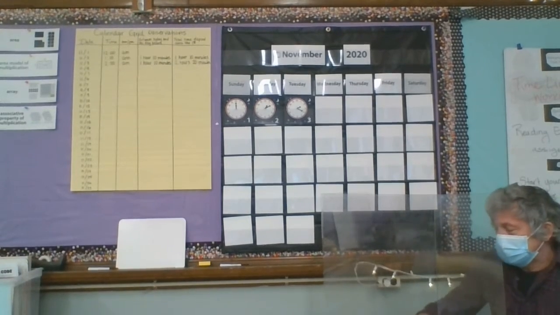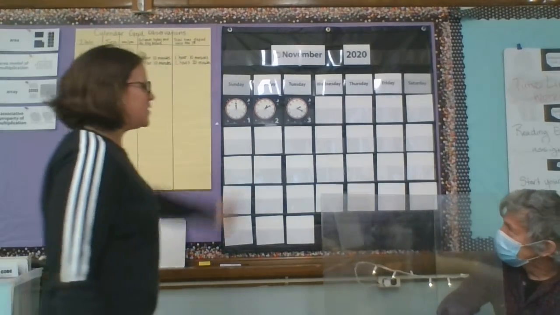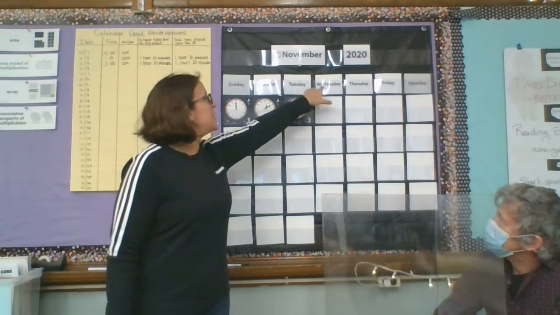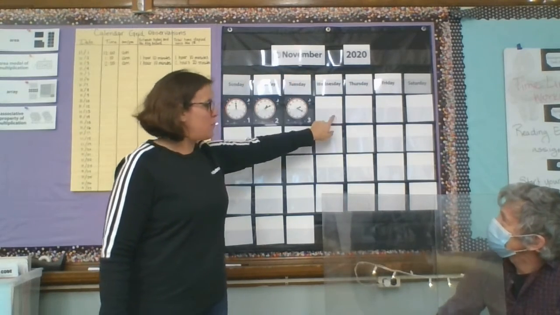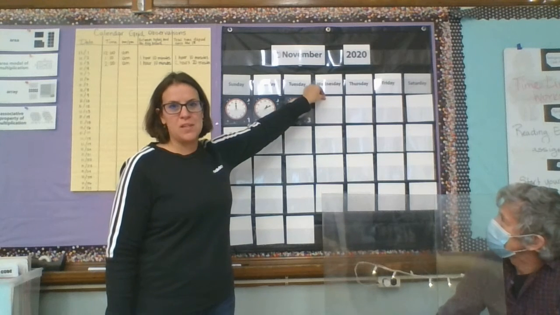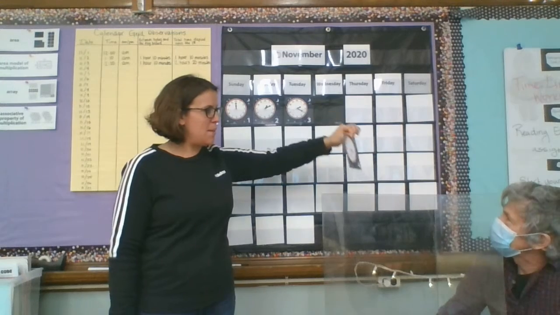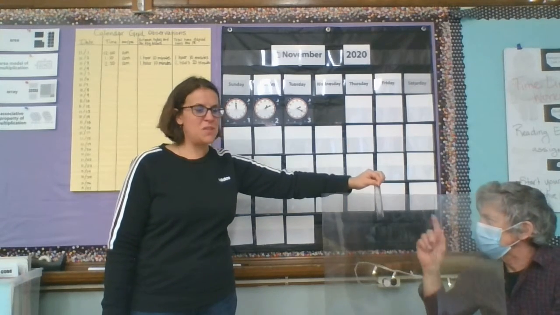All right, here we go. Let's go back to the calendar today. Today is Wednesday, November 4th. Let's see what's behind curtain number 4. Mr. M, can you tell us what time it is?